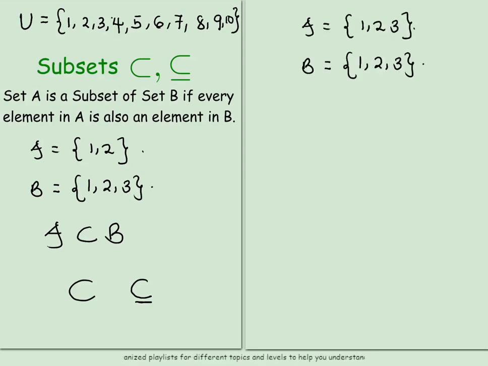Once again, let's take these two sets over here. This time around, I'm going to let set A have the elements 1, 2, and 3, and set B have the elements 1, 2, and 3 as well. Now you would realize that if I take set A once again and compare it to set B, all the elements in set A are also in set B. You see? And then it is even equal to it as well. That is where we use this symbol here.